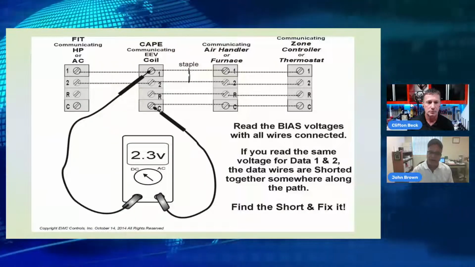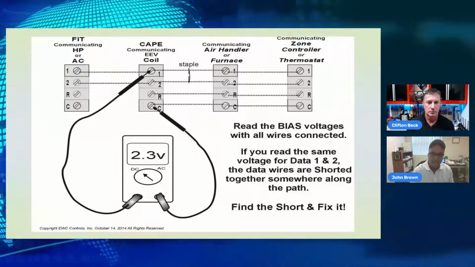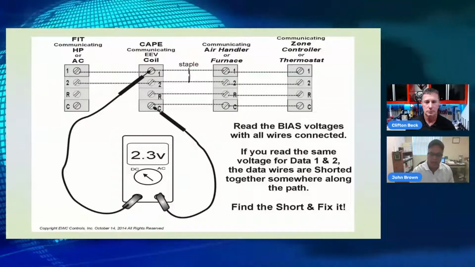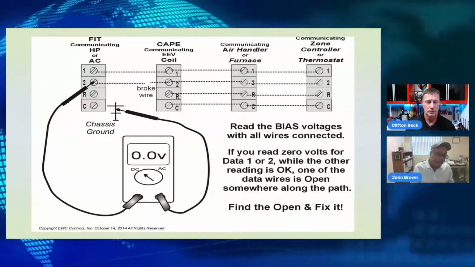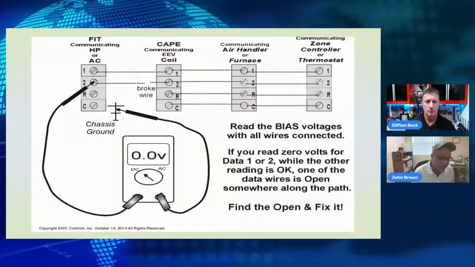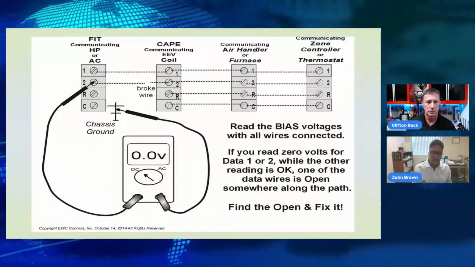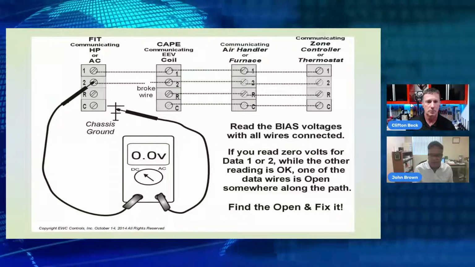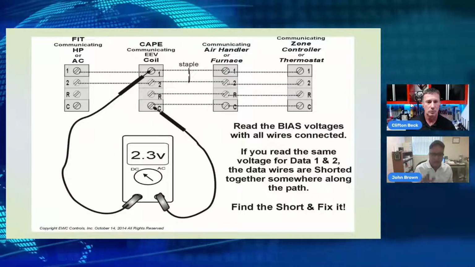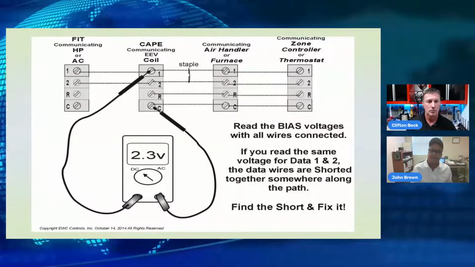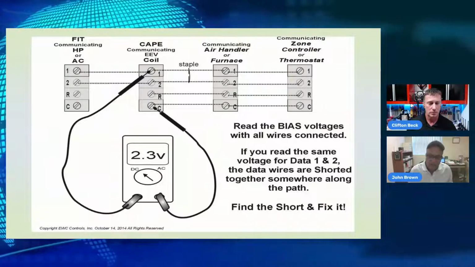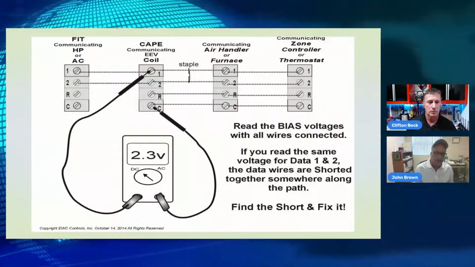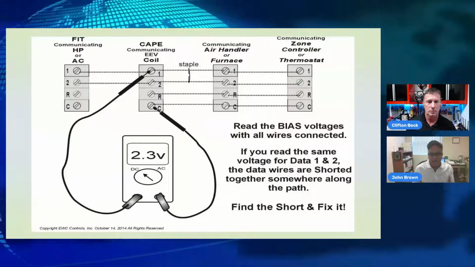Now, this graphic shows the meter reading common to 1 and common to 2. They both read the same. You see the staple. Ideally the staple should be across all the conductors, but it's just to show you, when you're using your meter, trust your meter. It will tell you when there's something wrong. You need to find that short. If the voltages read the same, there's a short. Find it, fix it, and move on.